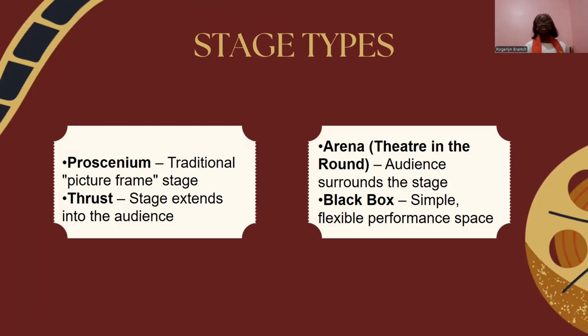We have the thrust stage, which extends into the audience. The thrust stage, I will show you images of the different types of stage in just a minute. We have the arena, the theater in the round. So if you ever went to a theater whereby the audience are all around and the stage is in the middle, that is considered arena or theater in the round. That's where the audience surrounds the stage. Black box is a simple, flexible performance stage.